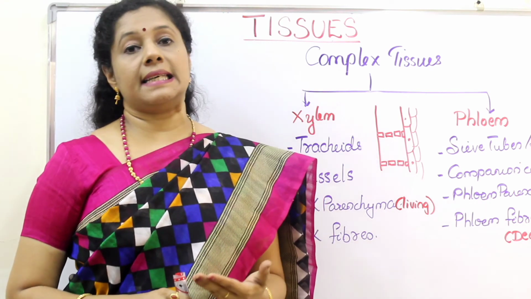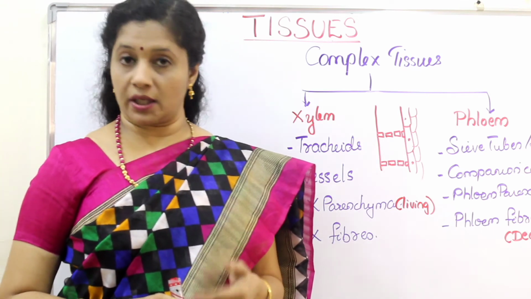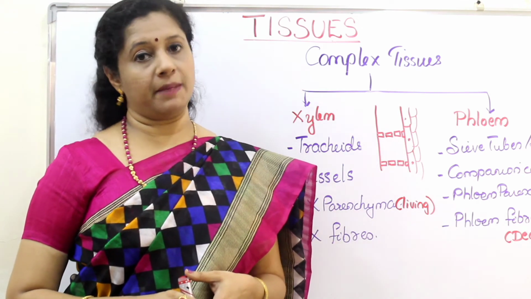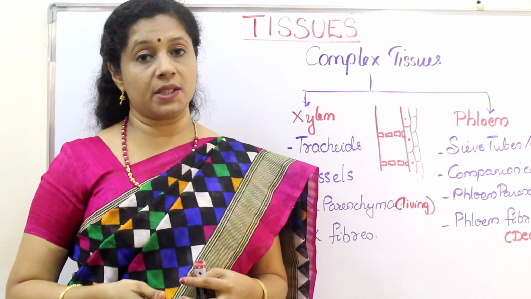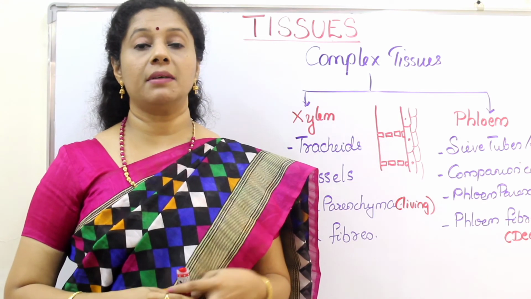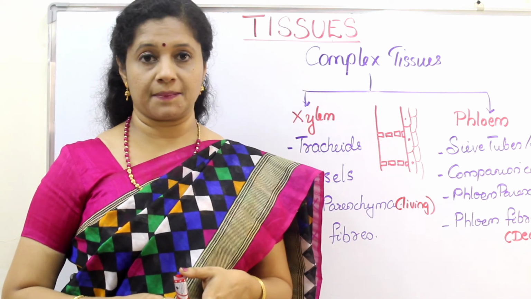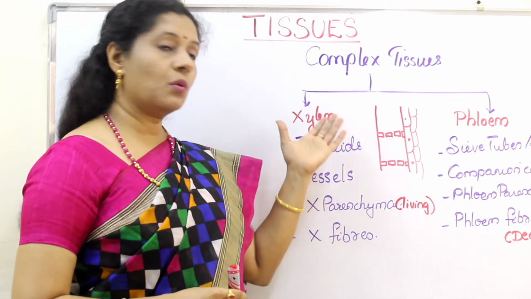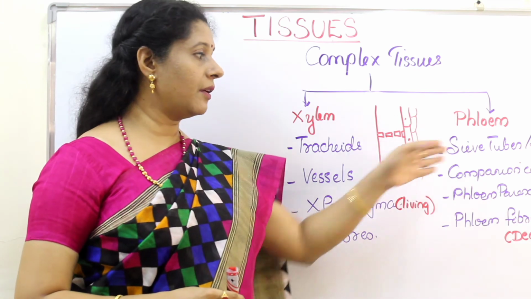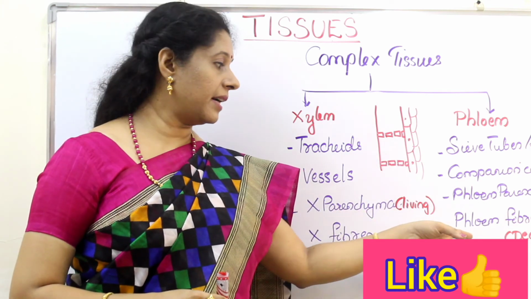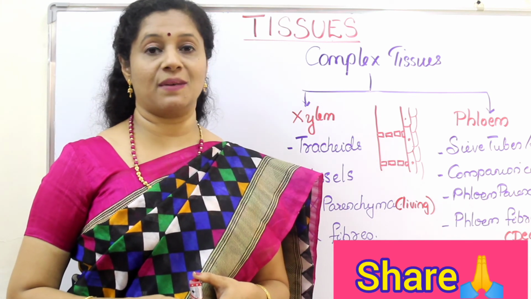Now we quickly see the differences between xylem and phloem. Xylem conducts water and minerals, phloem conducts food materials. In the xylem, conduction is only upward, always from root to the leaves, whereas in phloem it is in both directions, sometimes upwards, sometimes downwards. And in xylem, mostly dead cells, only xylem parenchyma is living, whereas in phloem, mostly living cells, only phloem fiber is dead. Hope you understood the concept of complex tissues well.